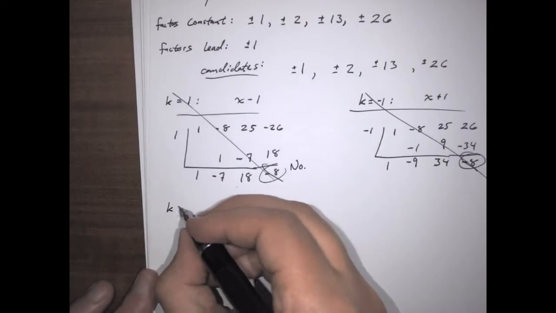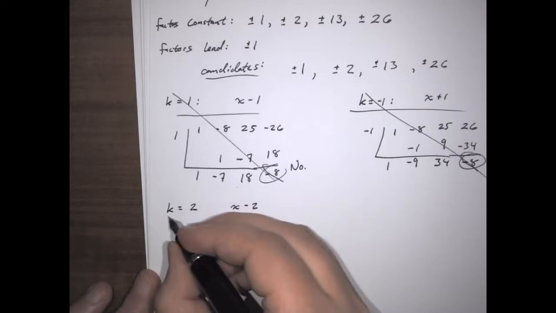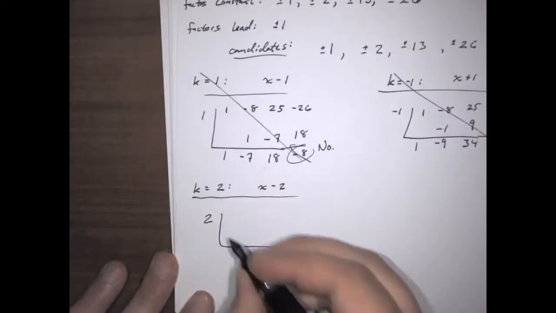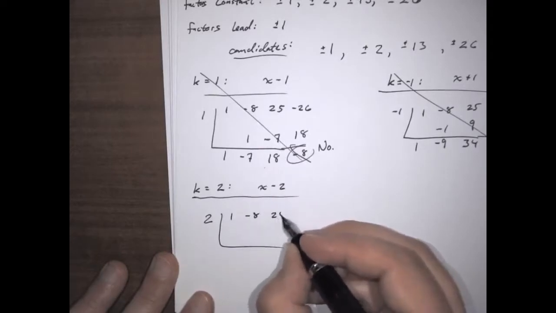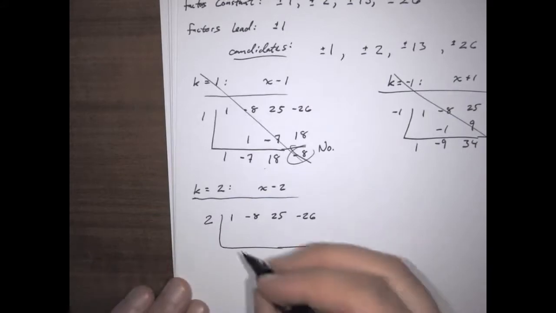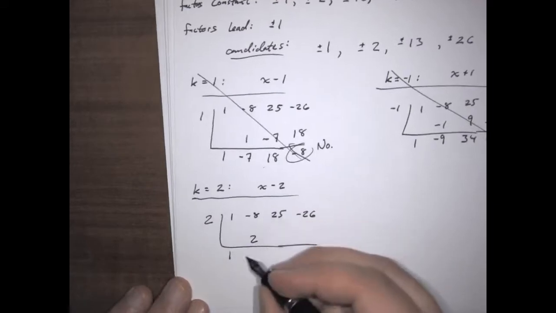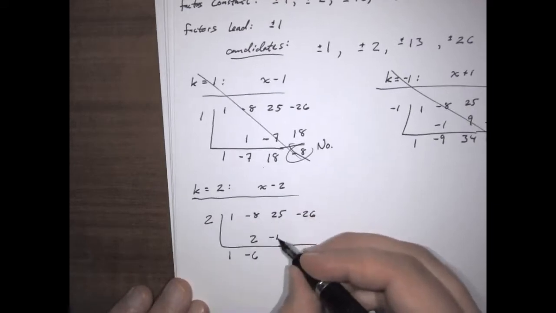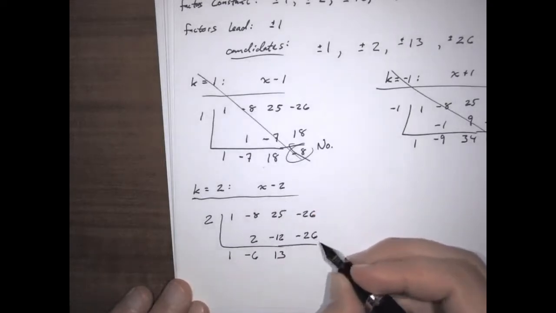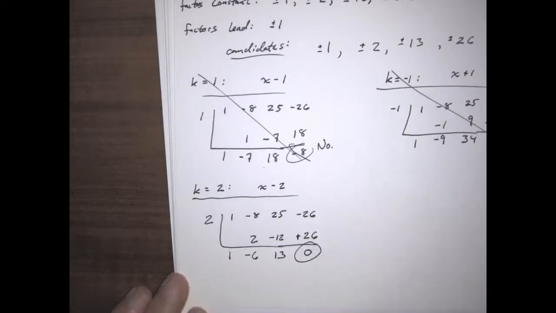Alright, well, what if k equals 2? Meaning we're talking about a factor of x minus 2. So then we've got a 2, 1, -8, 25, -26. Down comes a 1, multiply makes a 2, add makes a -6, multiply makes a -12, add makes a 13, multiply makes a positive 26. Add them makes a 0, and that's a bingo.